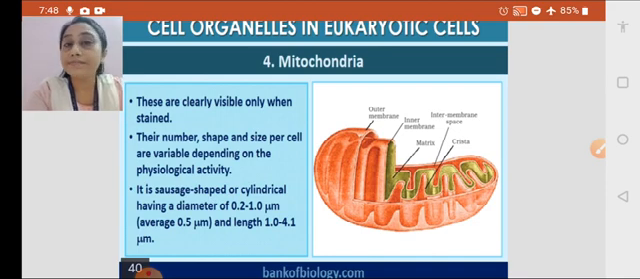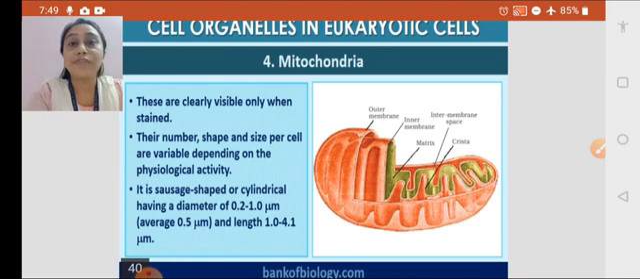These mitochondria are very clearly visible under the microscope when stained, the most clear cell organelle. The number of mitochondria, how many are there in the cytoplasm of a cell, the shape, and the size, all these things are varied. In different cells, different types of mitochondria, different shapes of mitochondria will be present.